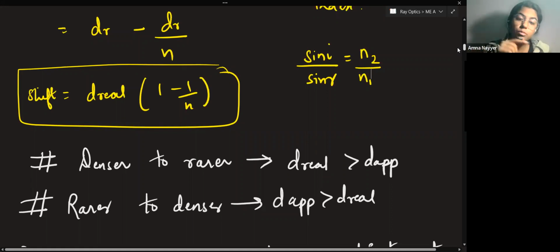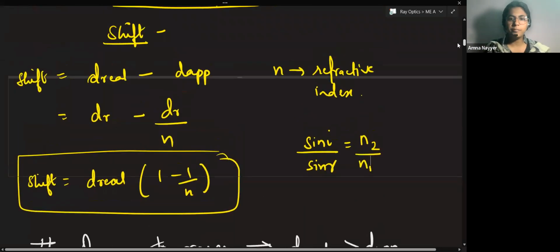If it were the opposite case, rarer to denser, then apparent depth becomes greater than real depth. It means you will see the object at a greater depth, so the apparent depth increases when you look at it. So these two points are important for your theory questions. The rest are numericals, we'll see. Note down this derivation.